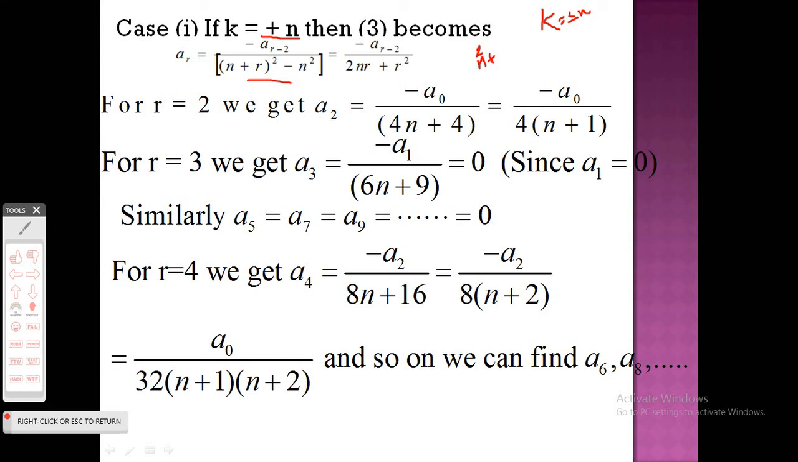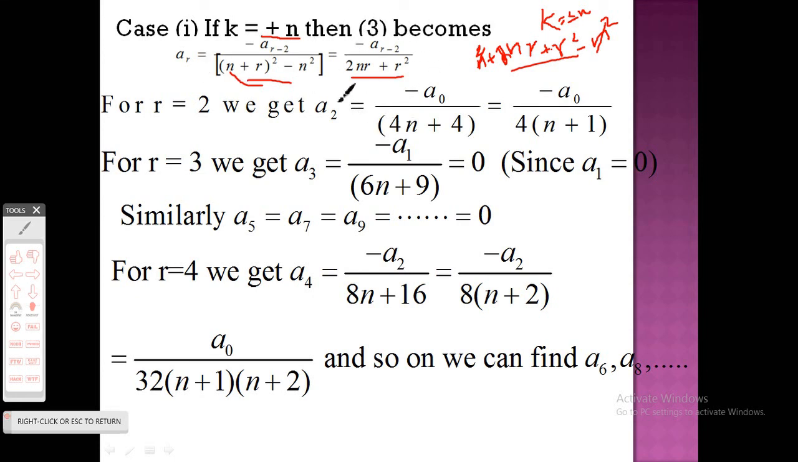If you want, I'll show this step. The expansion of (n plus r) whole square is n square plus 2nr plus r square. Therefore, plus n square and minus n square get cancelled and we get 2nr plus r square. That is what the denominator becomes on simplification.